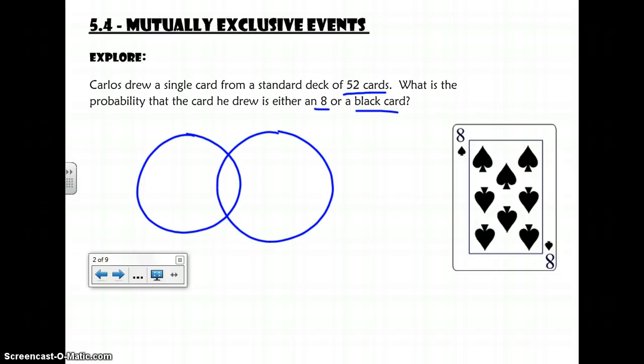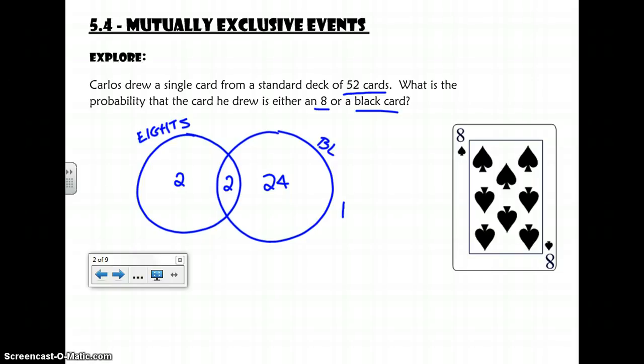Is it possible that you have some overlap between 8s and black cards? Okay, so what's the overlap? 2. There's 2 that overlap. How many 8s then are there that don't overlap? And black cards? 24, right. Because there's 26 black cards in total. 2 of them are 8s. So it means there's 24 other cards.